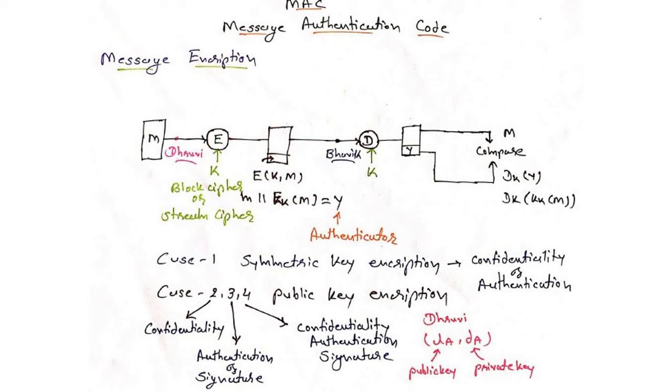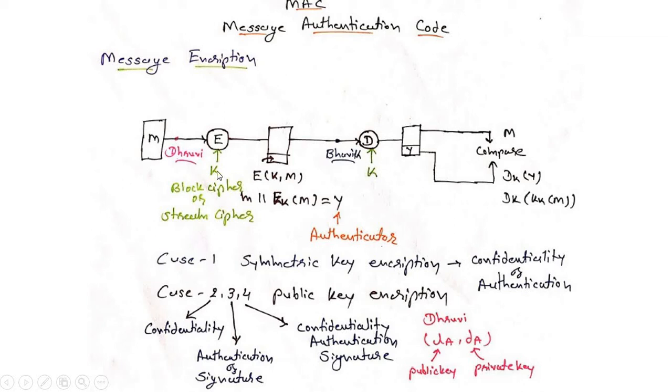Next technique we will discuss is message encryption. So what happens in the case of message encryption? There we will discuss 4 cases for message encryption. Again here Dhruvi is the sender and Bhavik is the receiver. In case 1, we are using symmetric key encryption. For the remaining cases we will do public key encryption.